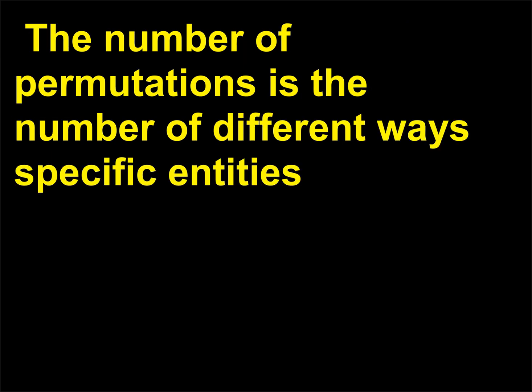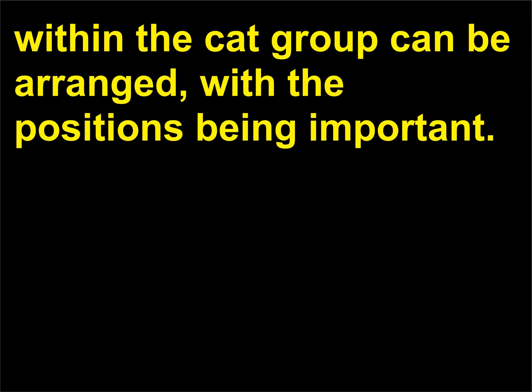The number of permutations is the number of different ways specific entities within the cat group can be arranged, with the positions being important.